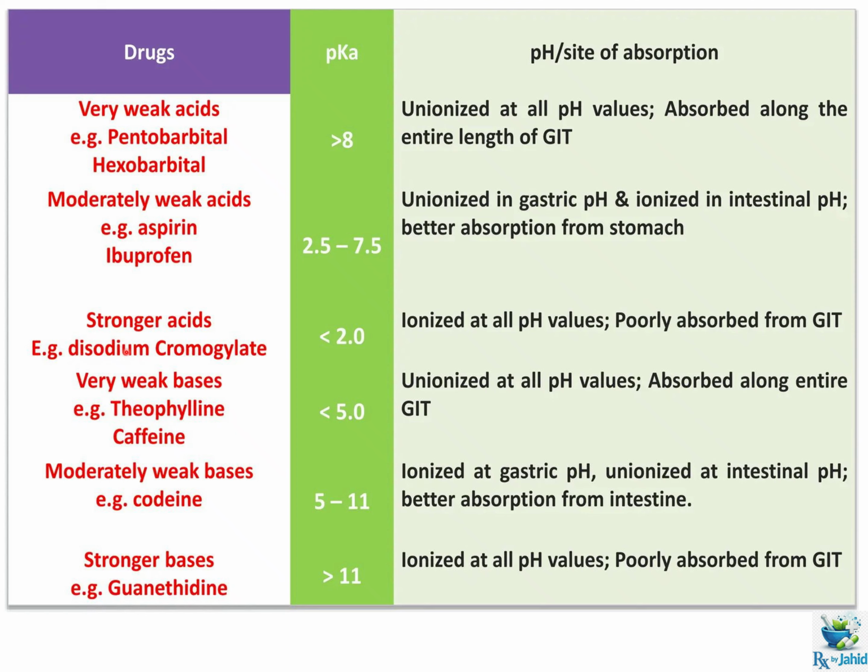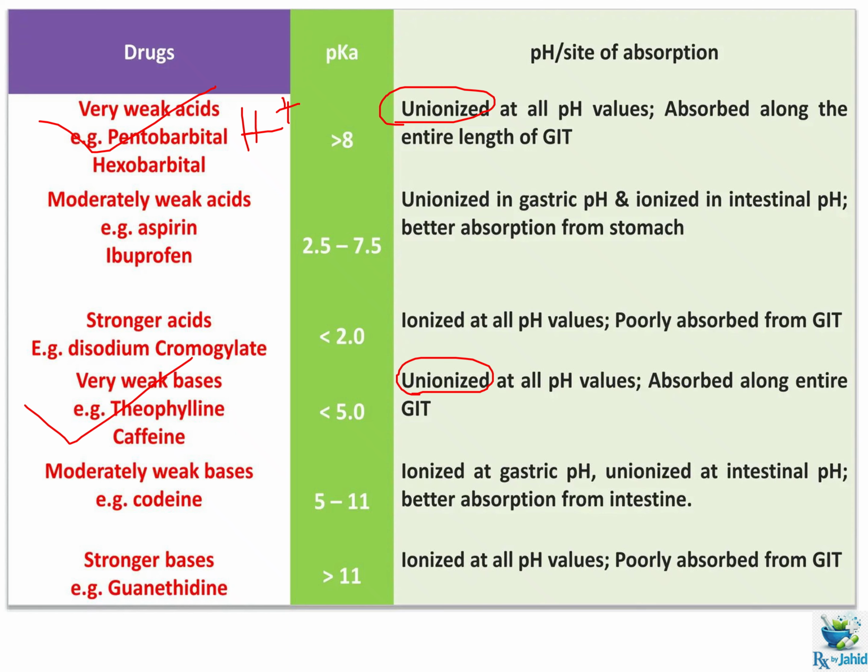Now let's move on to the next phenomenon, that is very weak acid and very weak base. What would ultimately happen to them? Please keep in mind that very weak acid will always be unionized, and very weak base will also be unionized, because a very weak acid will not release the proton in the GI fluid.